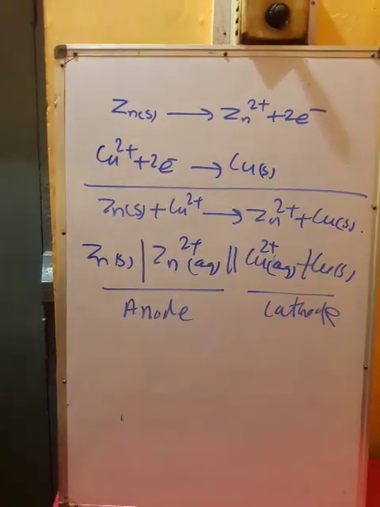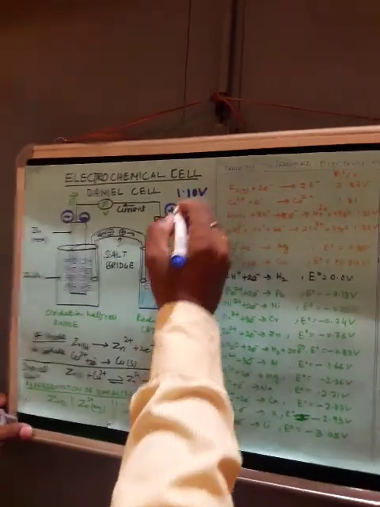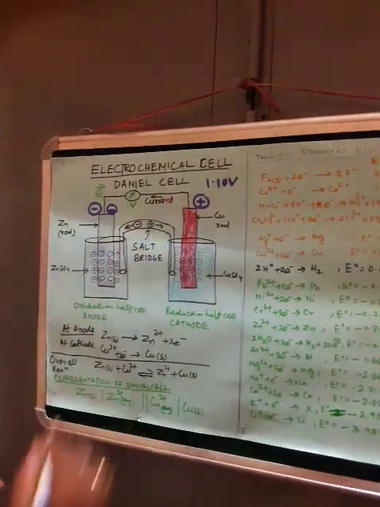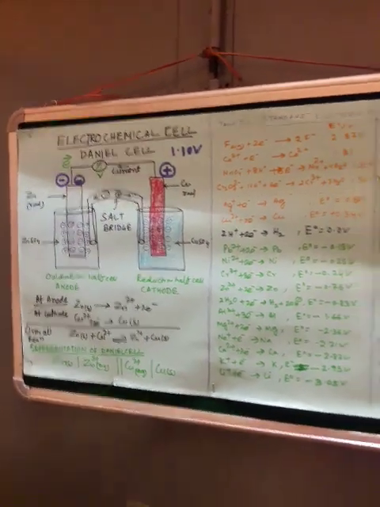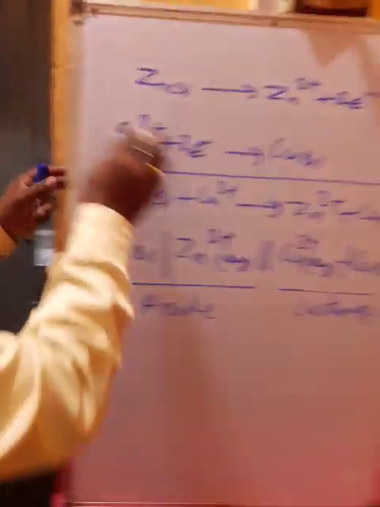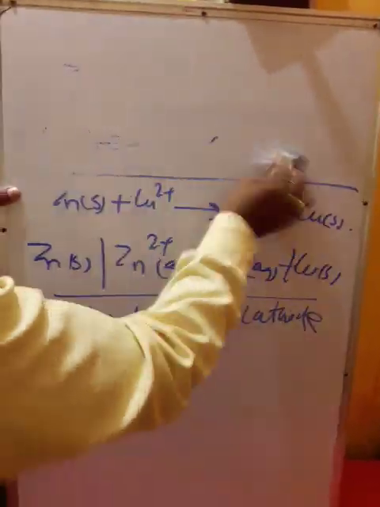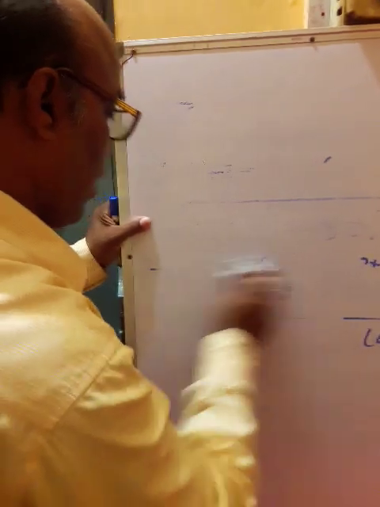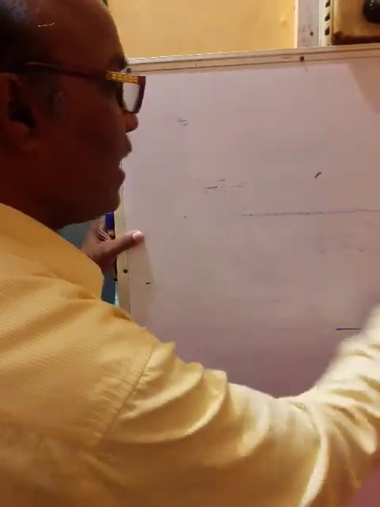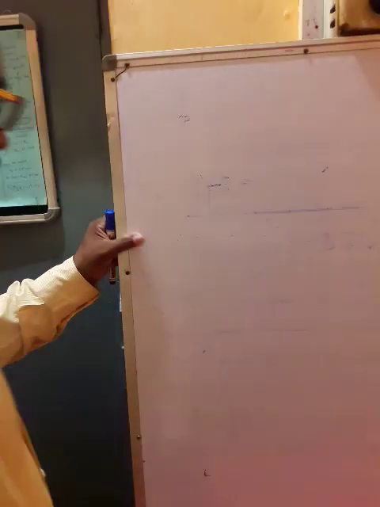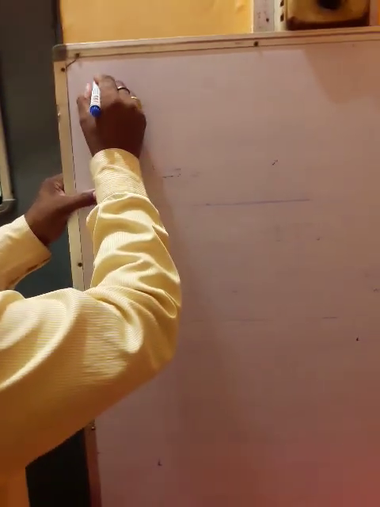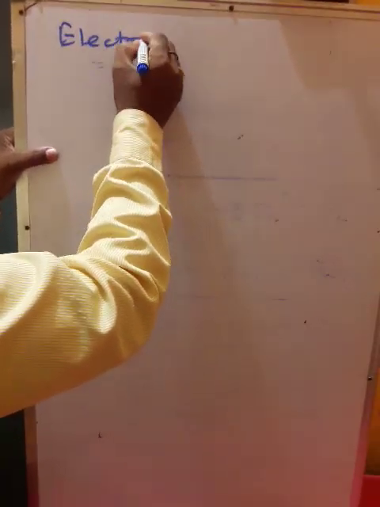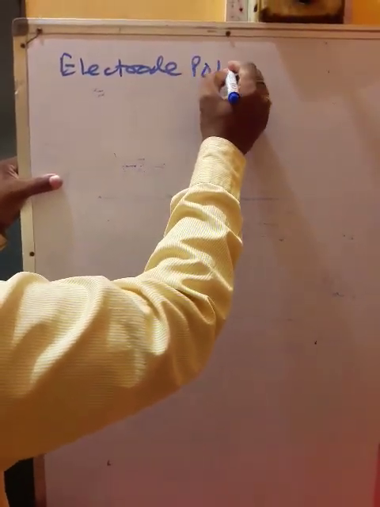And the potential of the cell is about 1.10 volt. The E cell is about 1.10 volt. Now this can be calculated by applying the formula. You see, calculation of half cell. Before going to half cell, I would like to tell you what we mean by electrode potential. Then our topic is to discuss electrode potential.